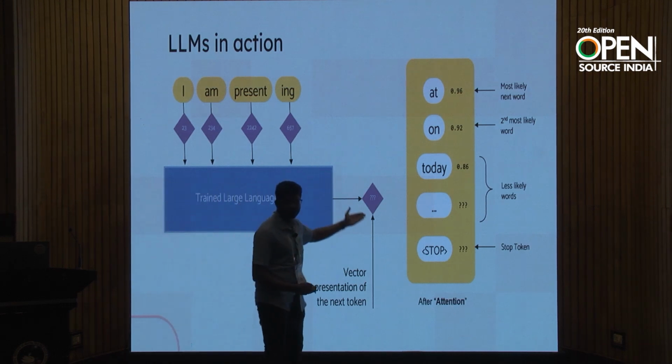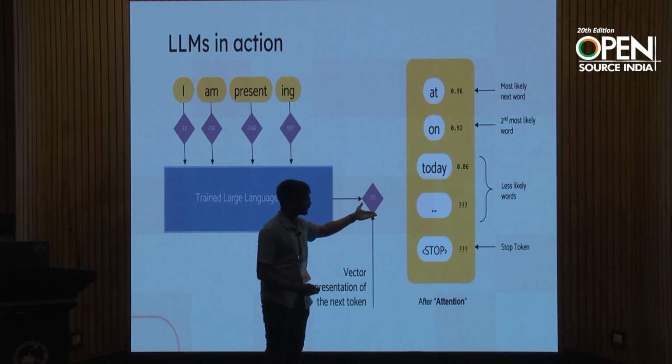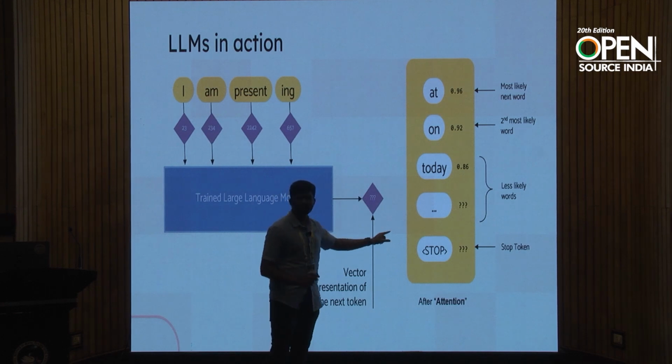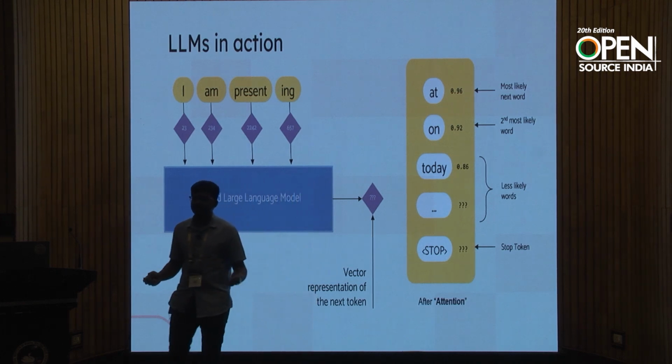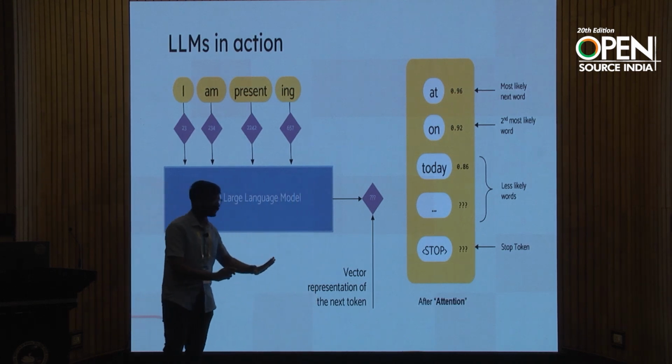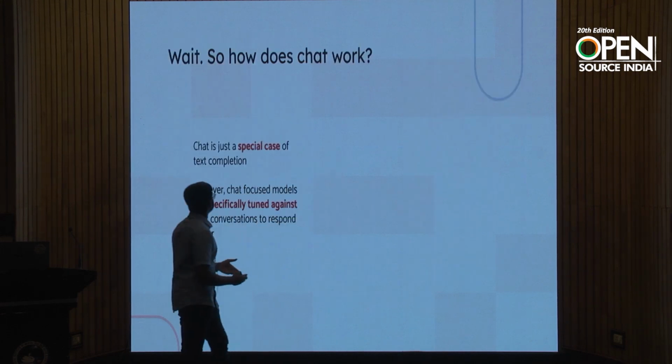You'll see a set of candidates that it's picked. "At" is the most likely candidate. We have "on," "today," etc. as secondary candidates. Just remember, keep this in mind for later. There's also usually a stop token. So this is a special token that the LLM emits to say that I'm done generating. There is no more output. You can stop, right? And finally, that generation occurs.